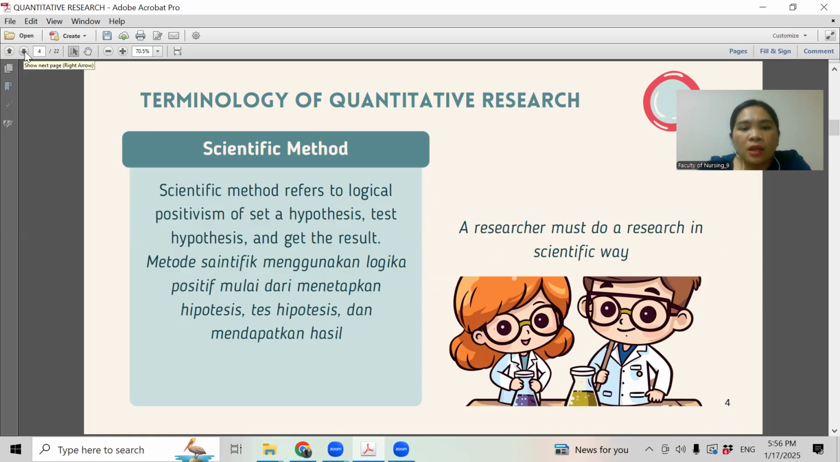So there is a lot of terminology in quantitative research, but I will explain some of them to you. The first one is scientific method. It is about how we employ the quantitative using scientific methods. So we set the hypothesis, we test the hypothesis, and get the result in a scientific way.